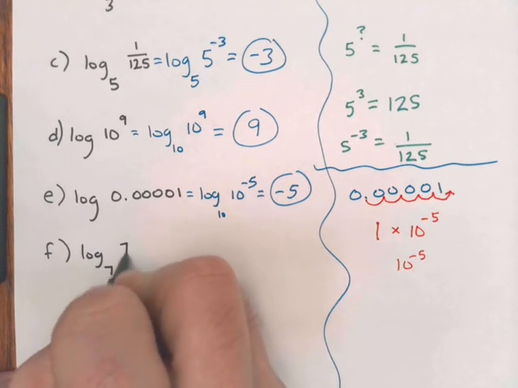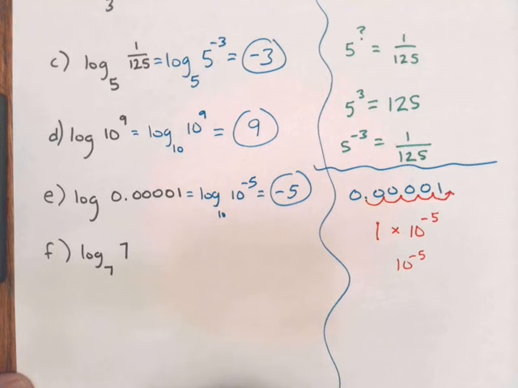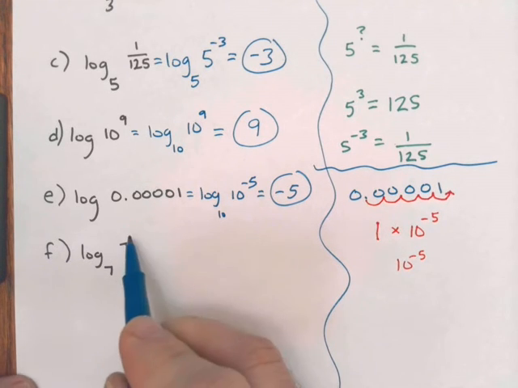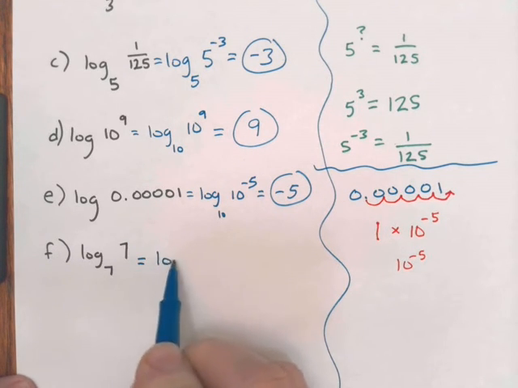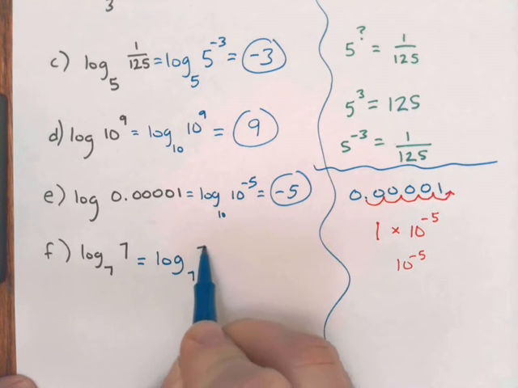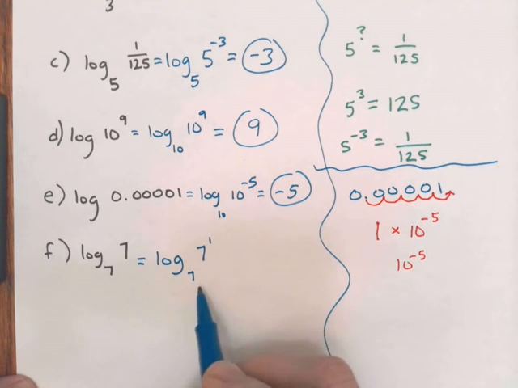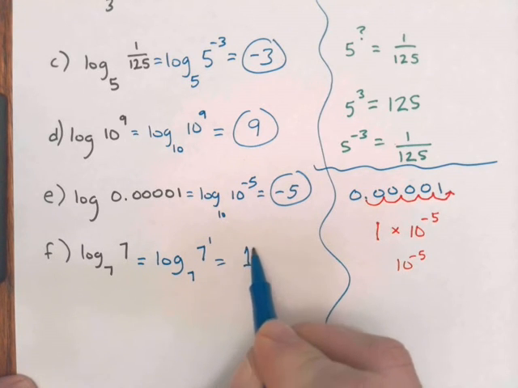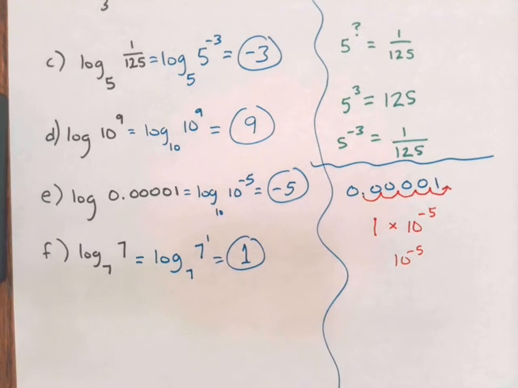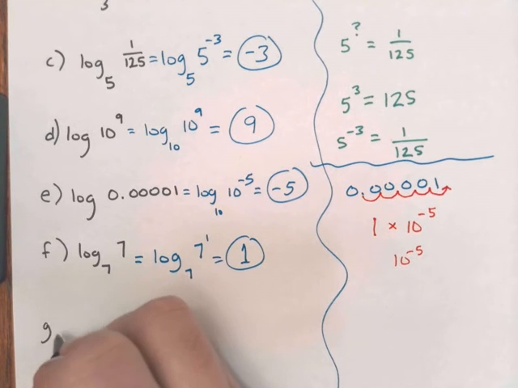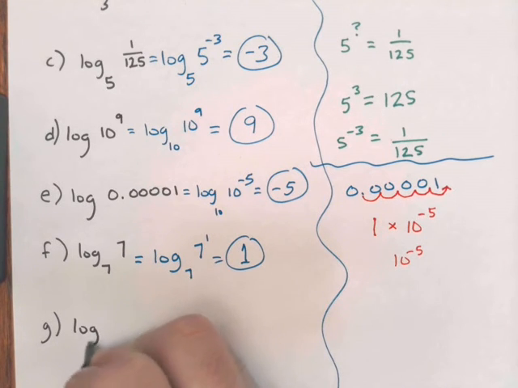Log base 7 of 7. Well, if there's no exponent here, it is a first power. So technically, this is log base 7 of 7 to the first power. The base of the exponent and the base of the log do match. That seems like that should be obvious, but sometimes as we're going through and doing these problems, that's not always an easy thing to notice or to see.